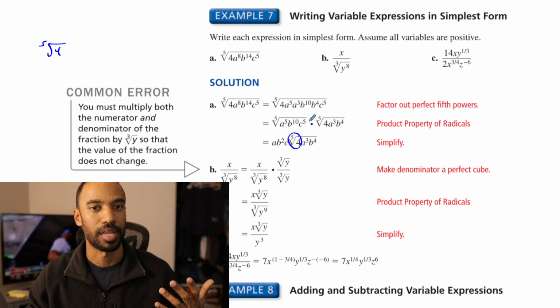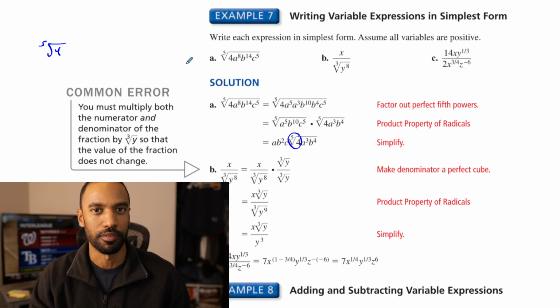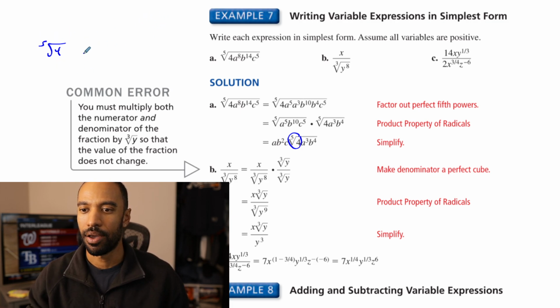You know why? I can't take the fifth root of 4. The smallest whole number I can take the fifth root of is 32. I mean, nothing else lower than that. Fifth root of 31, fifth root of 16, none of those will do anything for me. Now I have the fifth root of a to the eighth. Now what you're going to see them do in this is they're going to separate this into the fifth root of a to the fifth times the fifth root of a cubed.